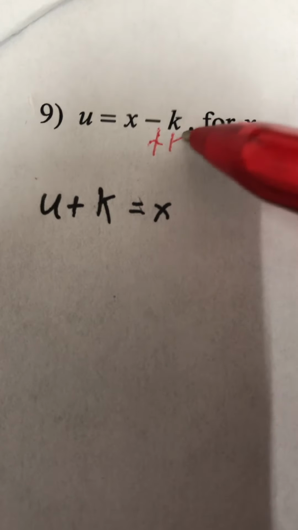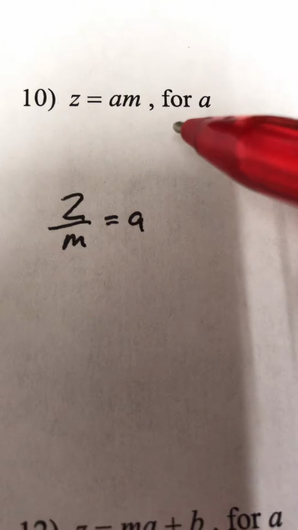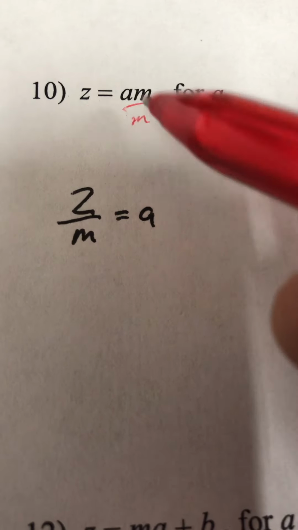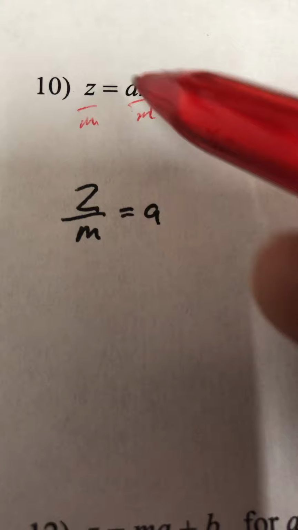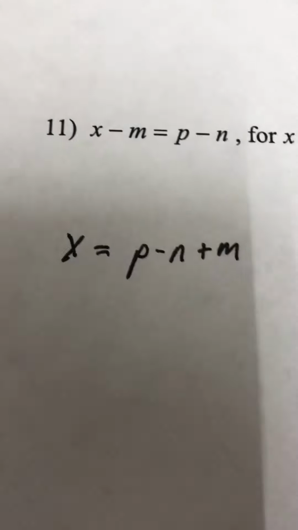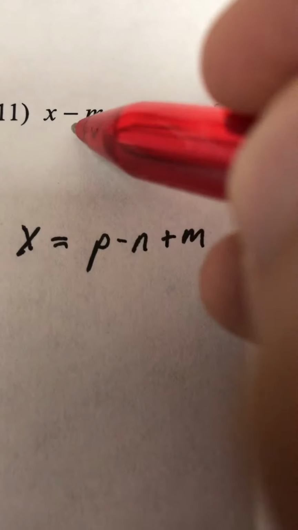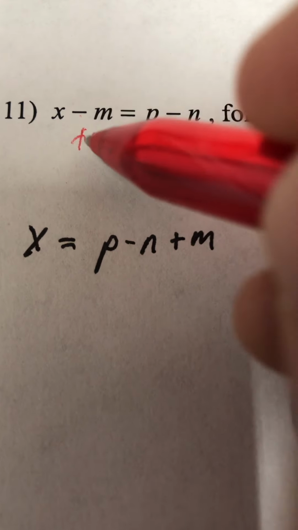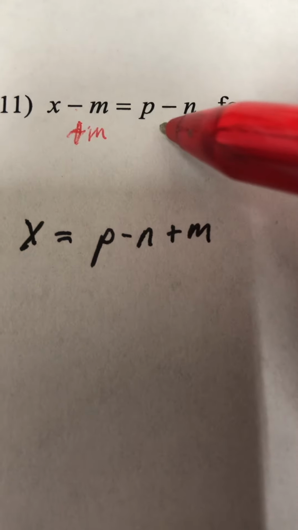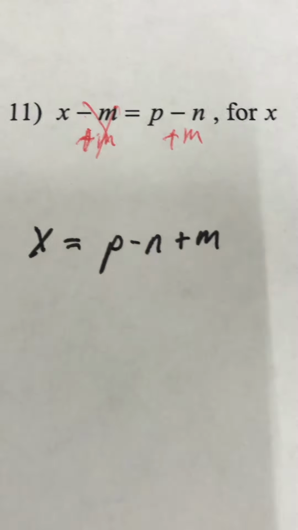For number 9, we're solving for x, so I'm going to add k to both sides. Cancels out, so I get u plus k equals x. This one's solve for a, then that means I'm going to divide by m both sides. When I divide by m, I get z divided by m equals a. Number 11, if I'm solving for x, I'm going to add what is with it, because I have minus m. I'm going to do the opposite of that in order to get it by itself. So I've got to add an m to this side. So adding an m to this side, that's what it looks like.